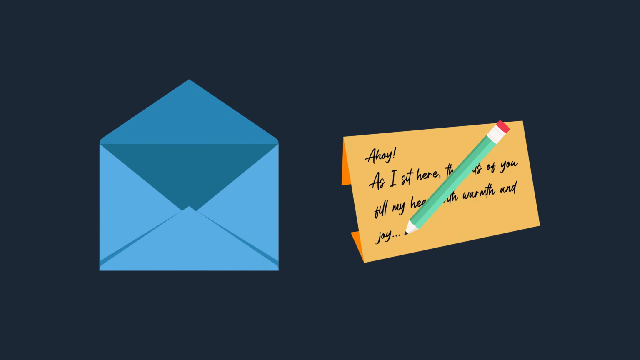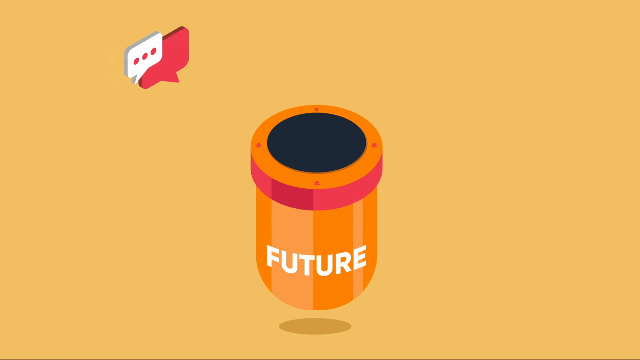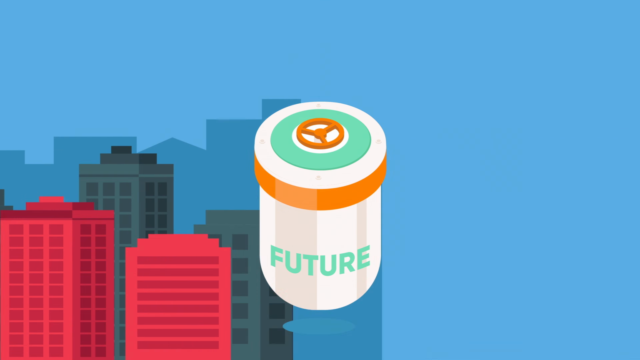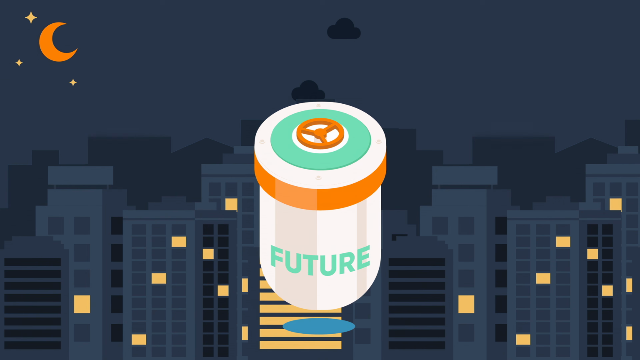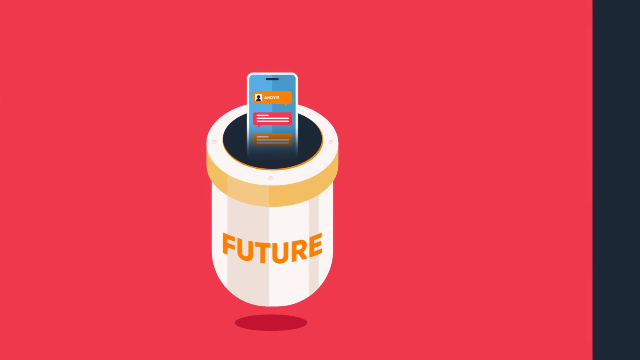I think there's something that feels magical about writing a message right now and saying, you know what? I think I'll send that to my future self a month from now. With the Twilio messaging API and a few lines of code, we can do just that.